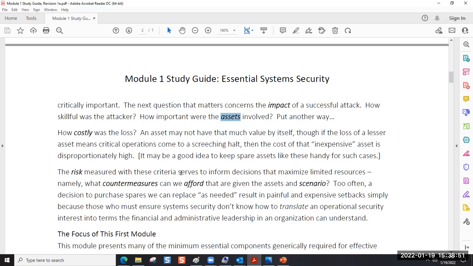Would it be a serious exposure if a hacker knew my MAC address from my network device? Well, it depends on who I am and what I do and where I associate. How costly was this loss, right?